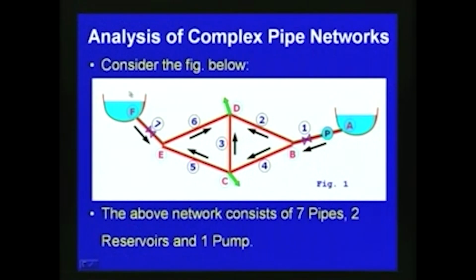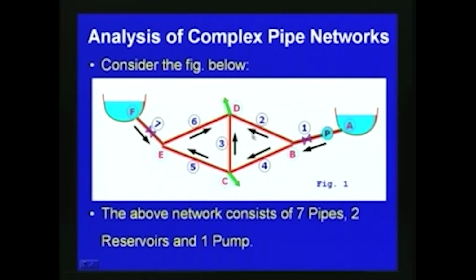So, now we will consider a typical system, and then we will write the equations which we can utilize to solve such a system. Here in this slide we consider a pipe network system. It includes two reservoirs at A and F, and then we have 7 pipes connected like this, and we have 4 junctions, E, C, D and B. The reservoirs are located at A and F, and there is a pump at this location P.